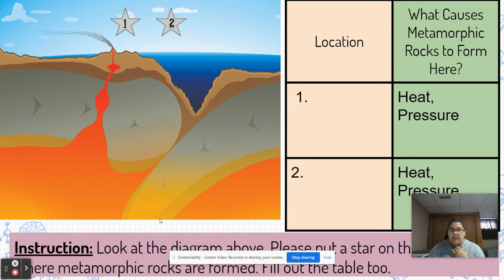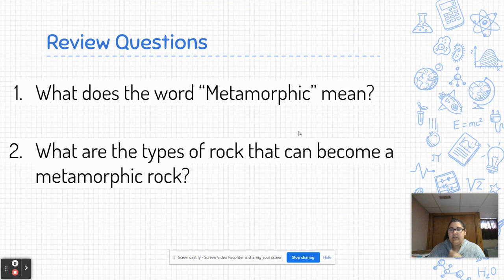And then here, you're going to look at the diagram, and I want you to put these stars where metamorphic rocks are formed. Put these where you think some metamorphic rocks are formed, and how are they formed there? Heat, pressure, both. And then you're going to answer these questions.